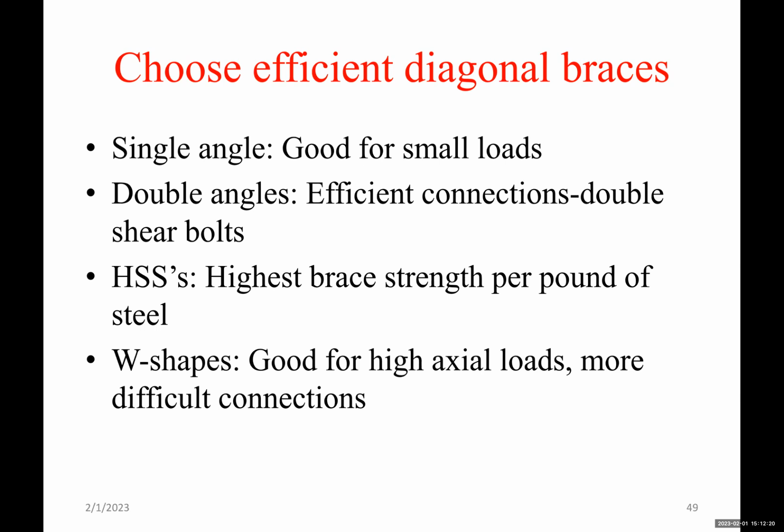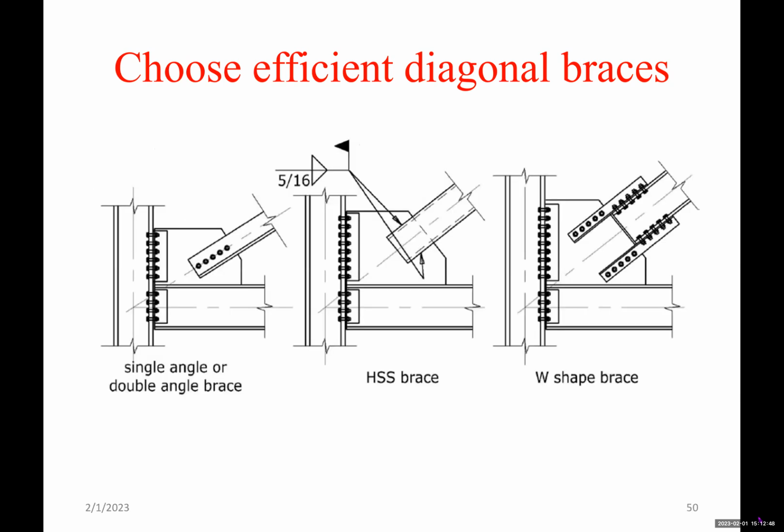W shapes typically result in somewhat more complex connections, but maybe this is the only choice that we have. Typically those are used when we have high axial loads, such as in high-rise buildings. That's what I have seen. For massive braces in high-rise buildings, HSS will not be enough, so use W shapes.